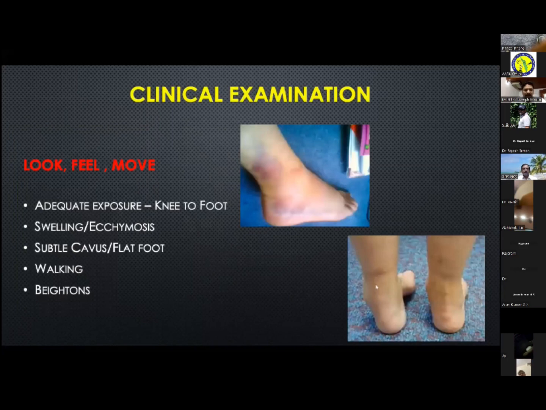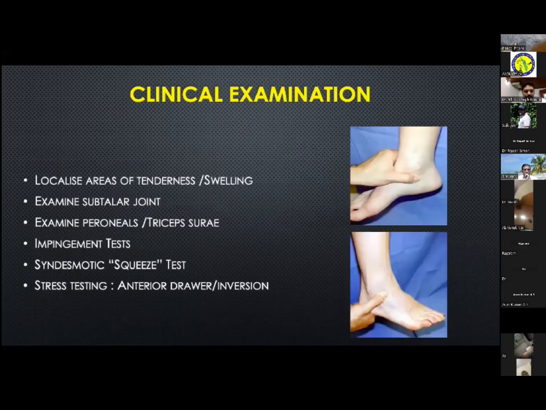Coming to clinical examination, as we have all been taught in our undergraduate days, it is described as look, feel, and move. So first, the foot should be exposed up to the knee. Look for external injuries, any swelling, ecchymosis. Look for obvious deformities, from the posterior, from the side, and from the anterior. So look for any cavus deformity or pes planus. Look at the gait pattern and also look for hyperlaxity with the help of Beighton's criteria.